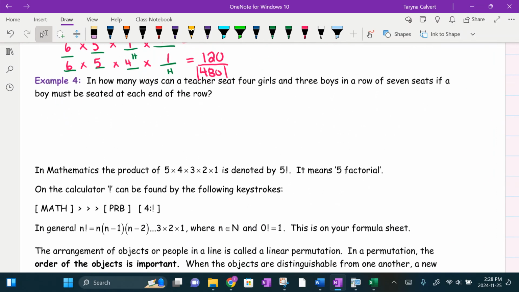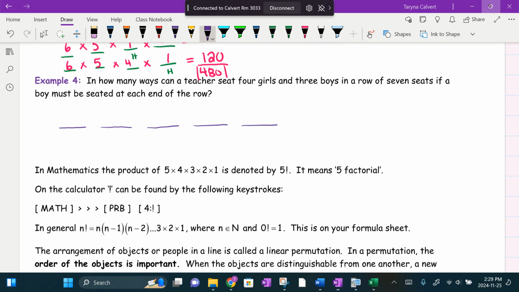All right, so example 4 says, in how many ways can a teacher seat 4 girls and 3 boys in a row of 7 seats if a boy must be seated at each end of the row? All right, so I'm going to write this down properly now. This one has 7. So 2, 4, 6, 7. So this must be a boy. So again, as soon as there's restrictions, deal with the restrictions. Okay. So boys have to be on the end.